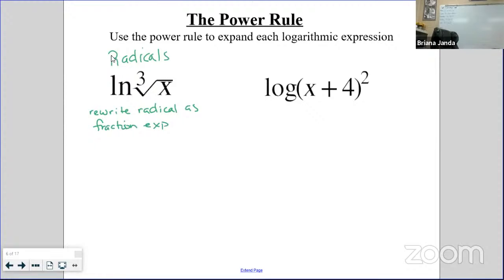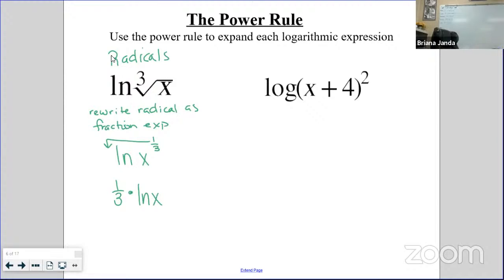Okay. Once I do that, so this is a cube root. A cube root can be written as a 1/3. Now it looks just like we would have seen on the last page. We've got a fraction exponent, and all exponents can slide out front and become a constant multiplier, 1/3 times the natural log of x. But again, radicals will not initially look like that because they're radicals, but I can always rewrite a radical as a fraction exponent.